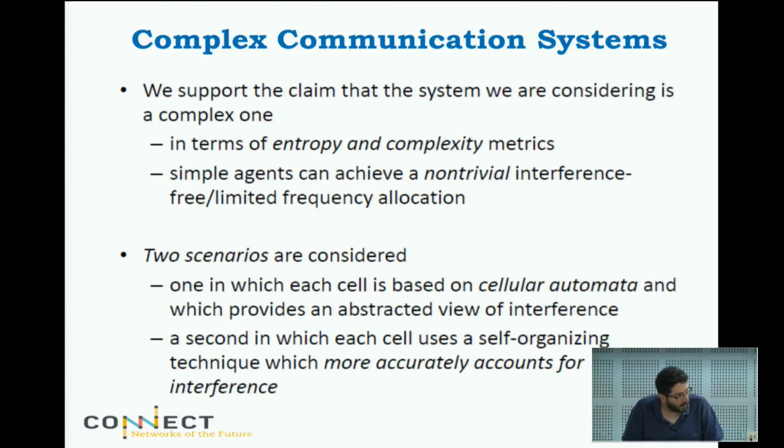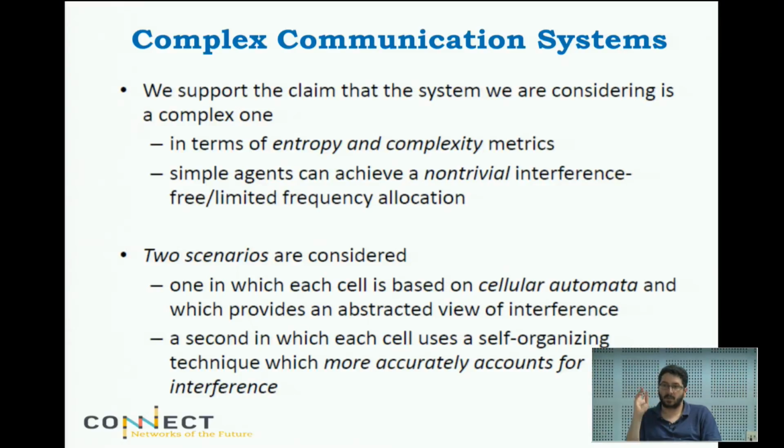So we are claiming that the system we are considering in this specific case will turn out to be complex in terms of entropy and complexity metrics. So we are going back to that. And the simple agents we are considering will achieve a non-trivial interference-free or interference-limited frequency allocation. So this hits actually two targets in terms of how we define a system to be complex. First of all, there are some characteristics of complex systems in terms of the values of entropy and complexity. We are going back to that. And you have to be in a certain region for entropy and complexity to call the system complex normally. And another thing that characterizes a complex system is that simple agents which take local decisions will give rise to a pattern leading to some optimal output, whatever it is. In this case it is interference limitation, which is not something you could just come up with by design.